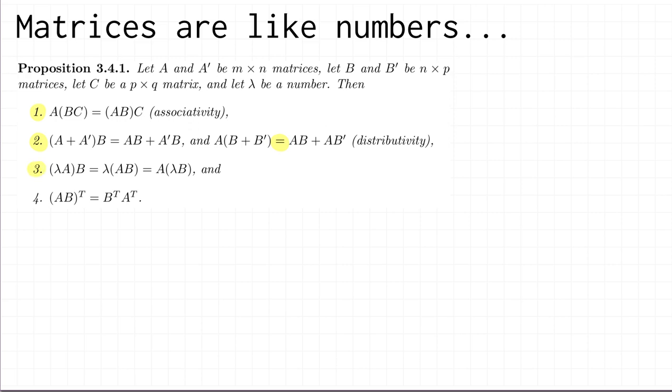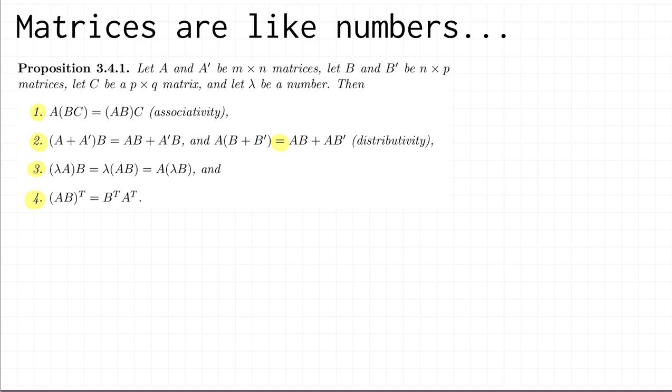Thirdly, there's a kind of associativity property for scalar multiplication and matrix multiplication that says if you've got a number, a scalar, lambda, so a scalar just means a number here, then (lambda A)B is the same as lambda scalar multiplied into the matrix product AB, and that's the same as A times the scalar multiple lambda B.